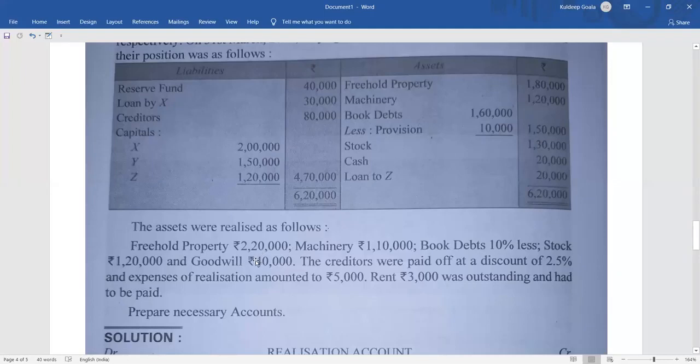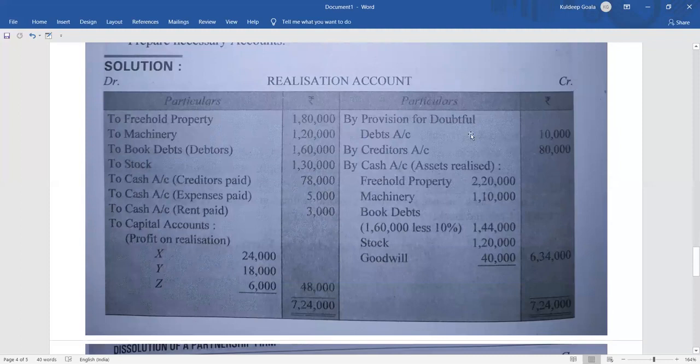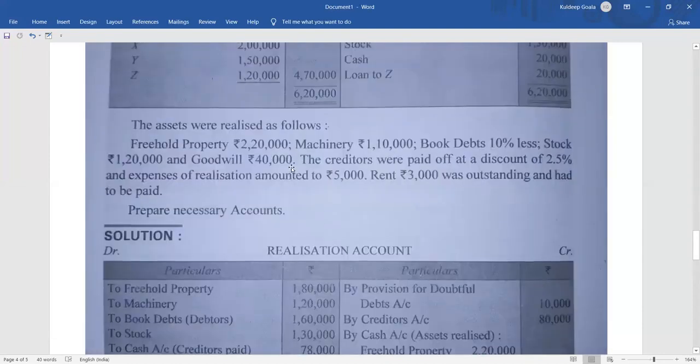Cash account debit to realization account, because it's a gain for us, so realization will be credit. Gain for us, realization credit. So credit side of realization account, what will you write? By cash account, freehold premises 2,20,000, machinery 1,10,000, book debt, that is 10% less of 1,60,000, it is 1,44,000, stock it is 1,20,000, and goodwill it is 40,000. The total comes to 6,34,000. Fine. Up to here clear?